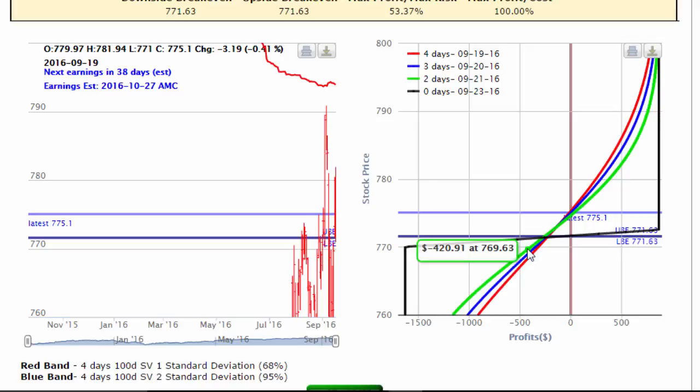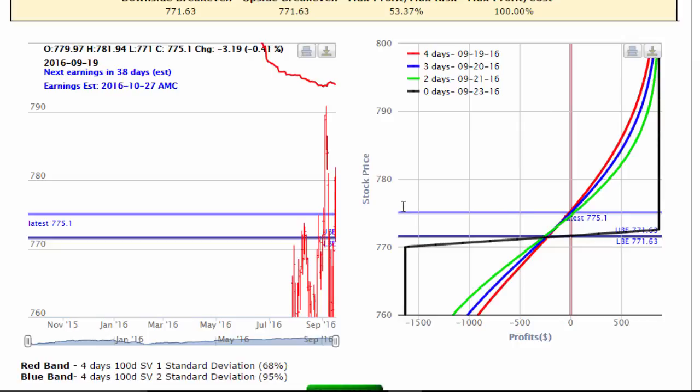So I will need to close this trade if the stock starts to trade below 770, okay? If the stock doesn't move, if it just stays where it is now, which is up here, 775, then I'm going to be able to keep the premium that I've collected, which is $870. Of course, if the stock rises and moves up, then I'm also able to keep the premium.